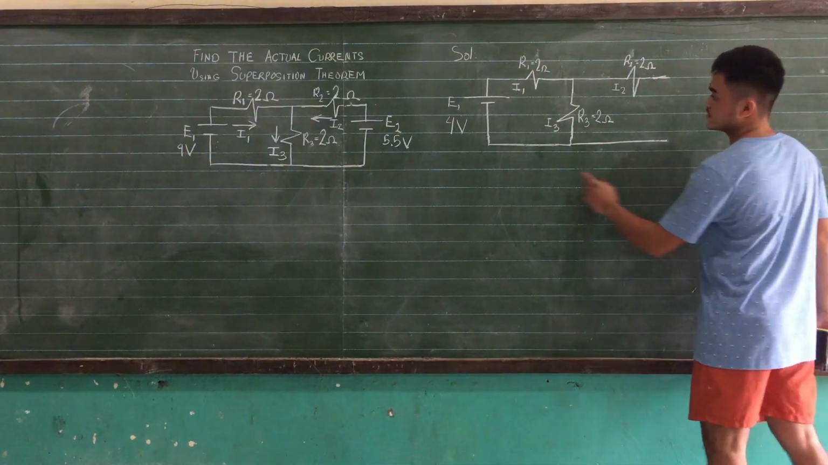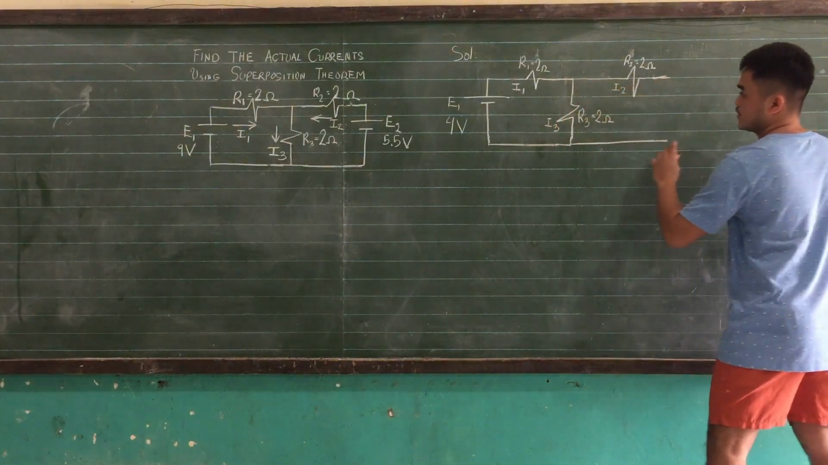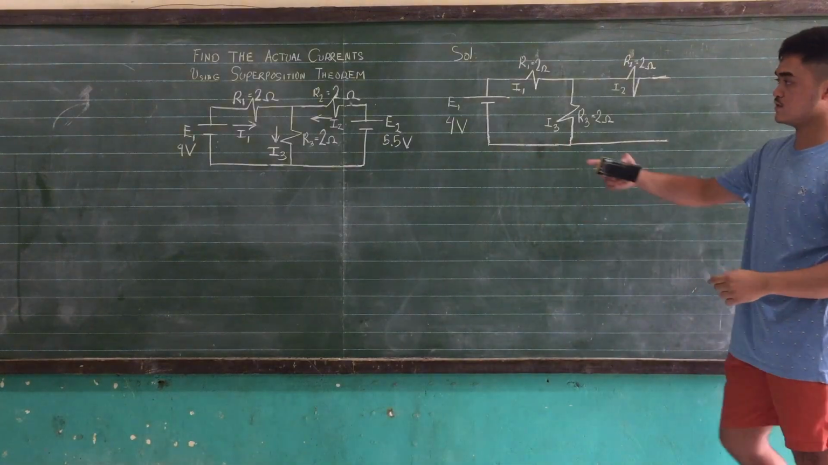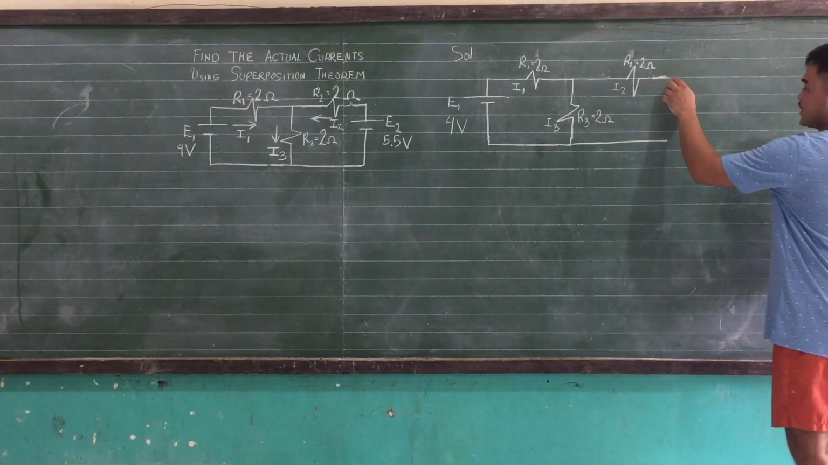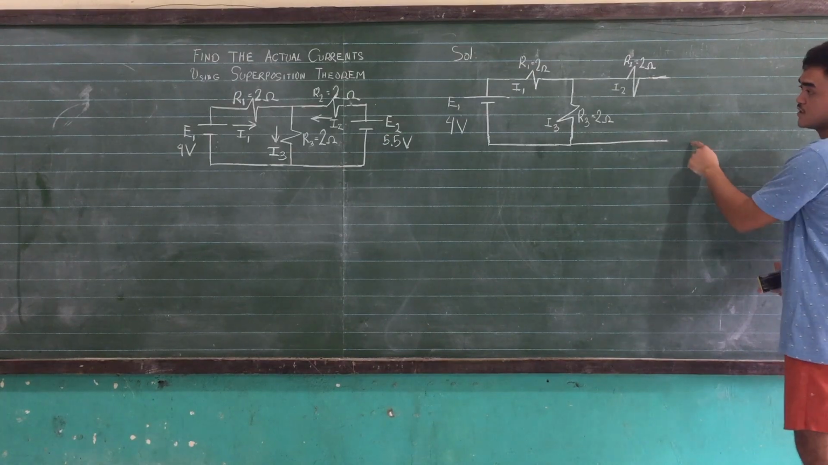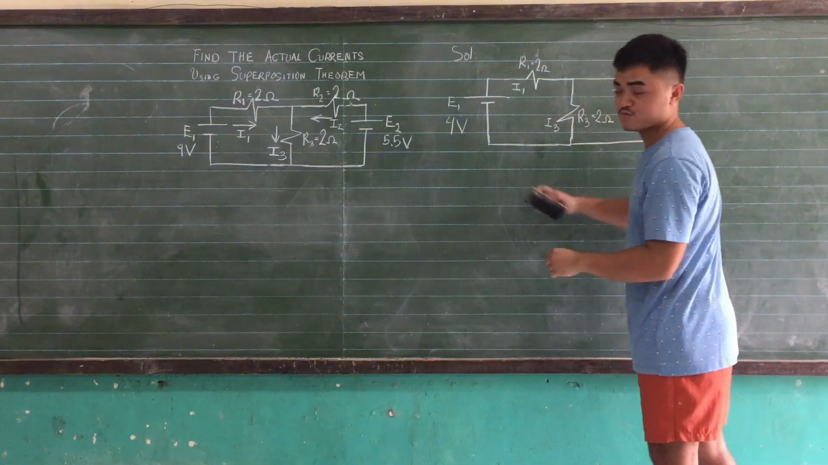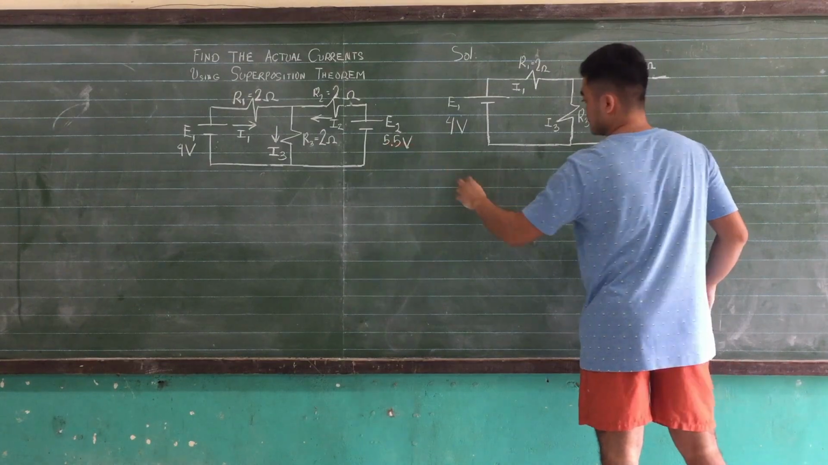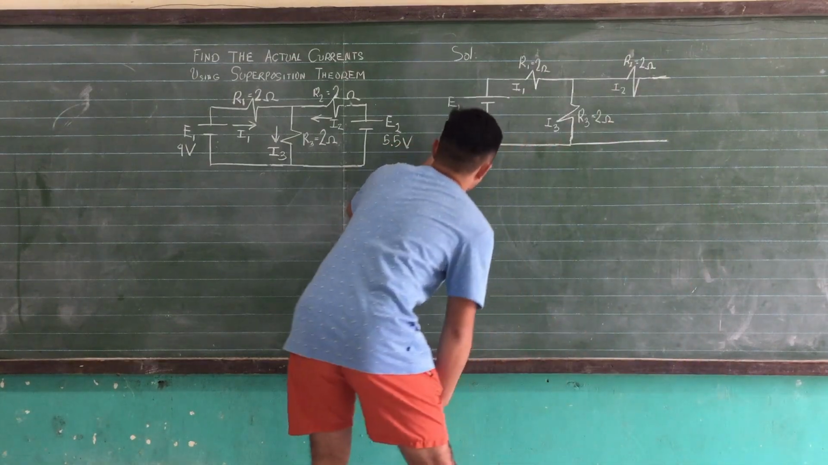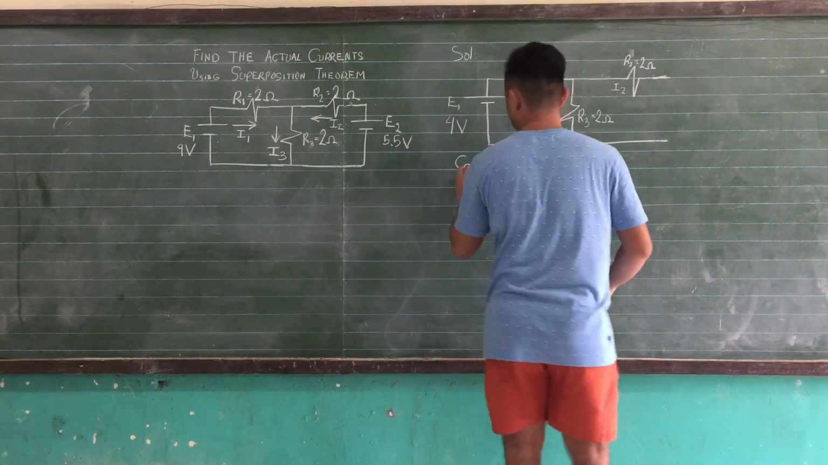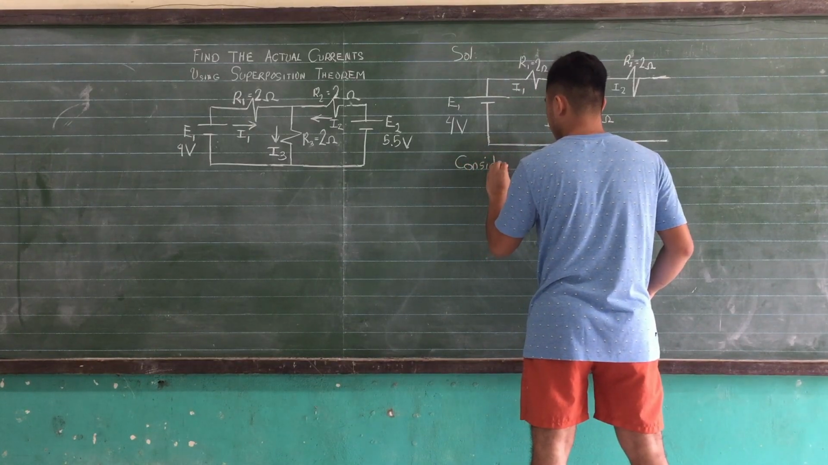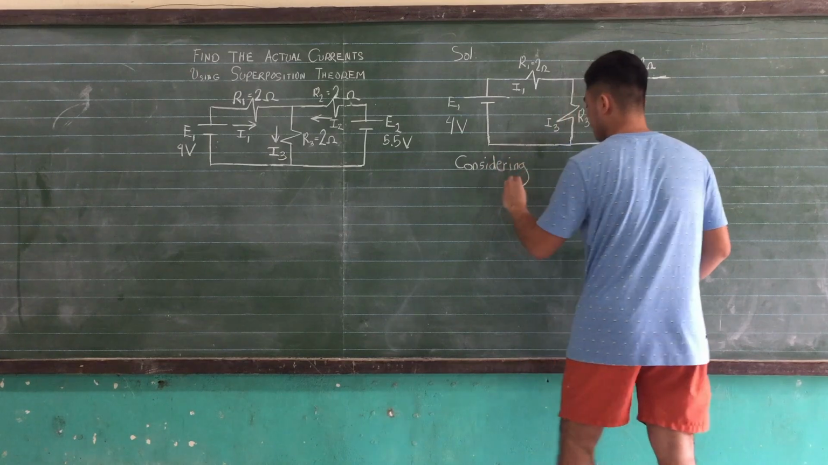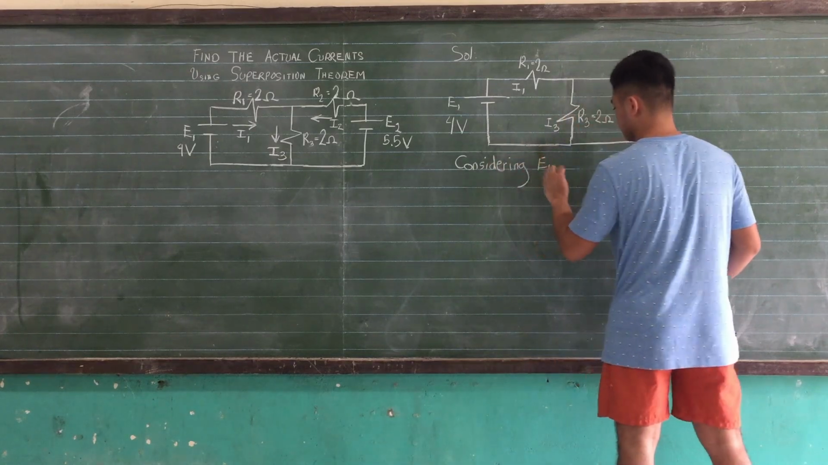So makikita natin dito sa diagram ay halos pareho lang dun sa given. But kung mapapansin nyo, bakit kailangan naka-open ito? Kasi nga, ang unang gagawin natin, we may first consider the E sub 1. So by considering E sub 1 only.